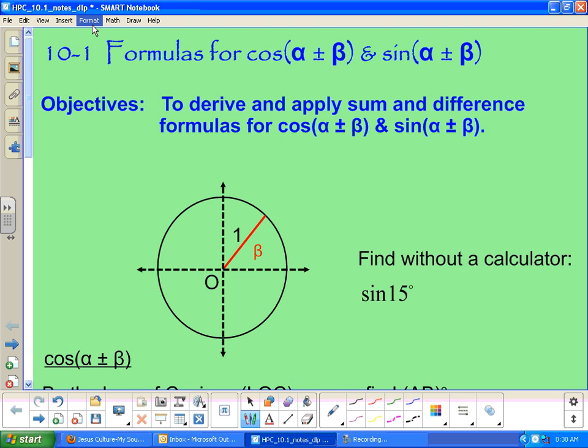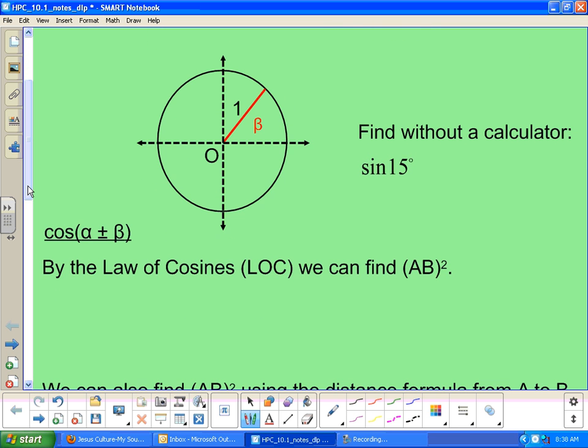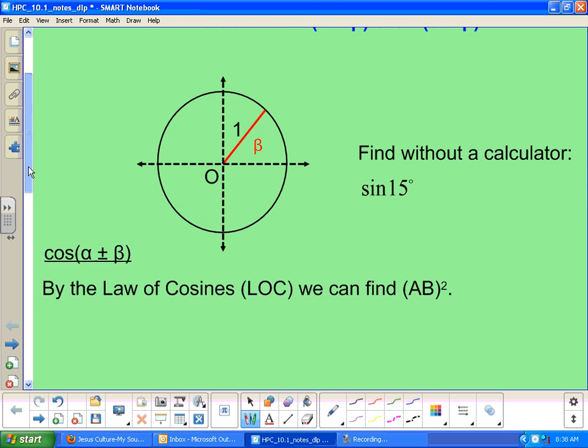So, for example, if I ask you to find without a calculator the sine of 15, you might think, well, the sine of 30 we know as a ratio is 1/2. So you would think, okay, that means the sine of 15 would probably be half of that. And we can find that out using the sum formulas here. So let's see what we get.